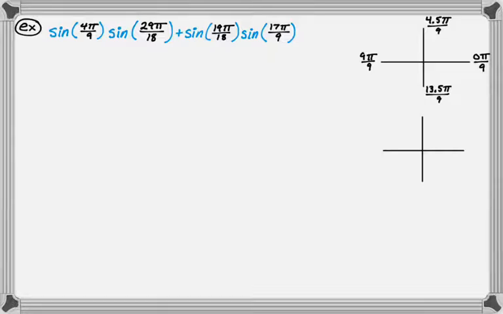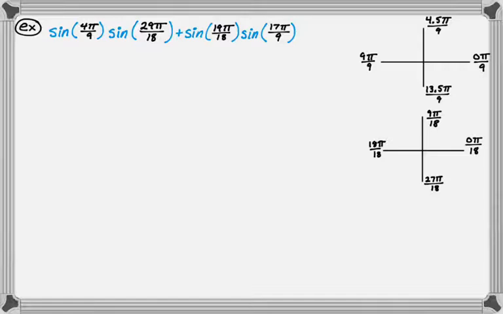Now I'm going to do the same thing with pi over 18, just set it up. So we have 0, we have 9, we have 18, and then we have 27, all pi over 9s. To get the bottom one, by the way, you just add the top one and the left one. So to get 13.5, I did 4.5 plus 9 pi over 9, and that gave me 13.5 pi over 9. Okay, so I'm set up to do this.